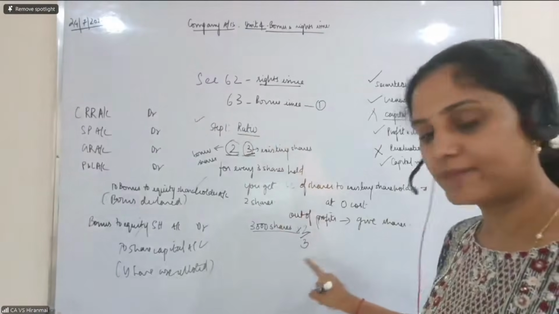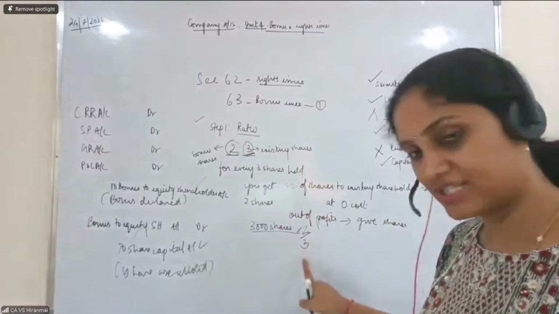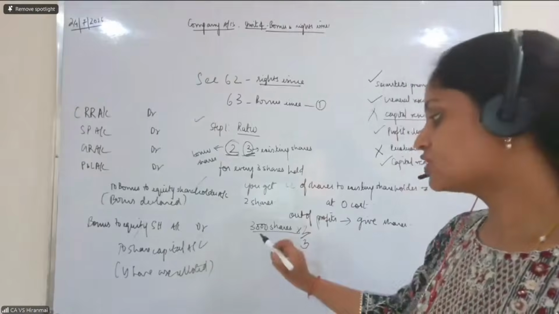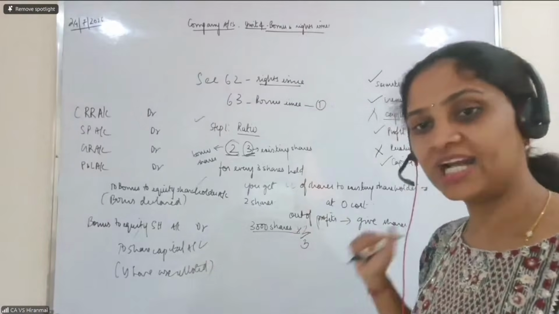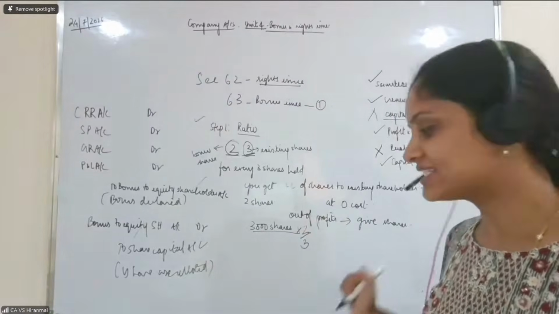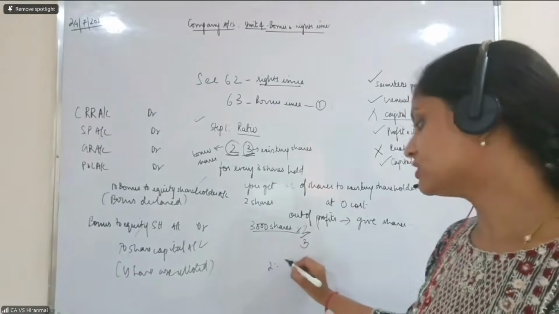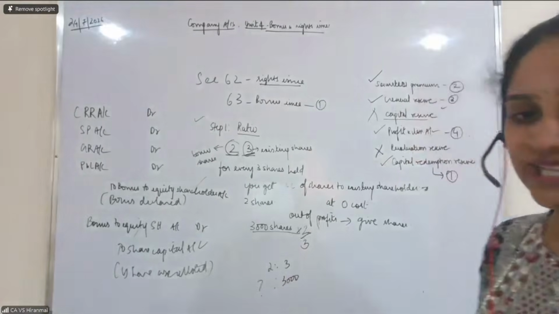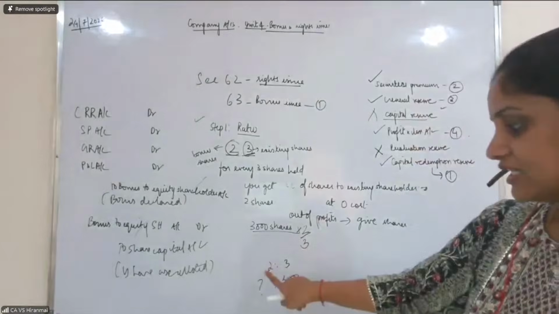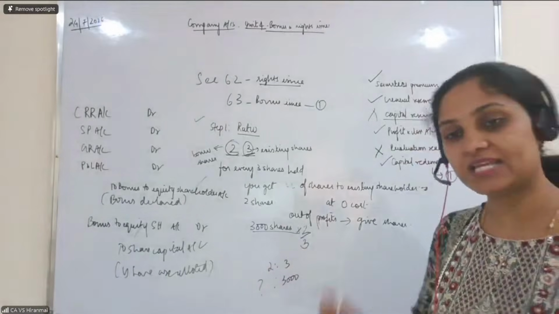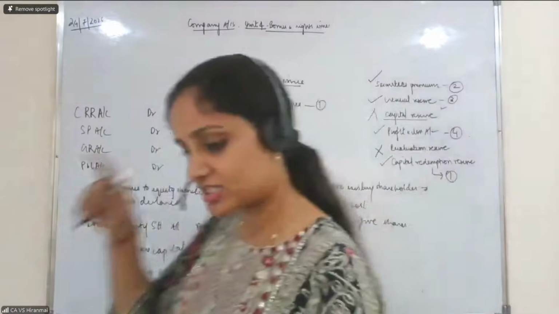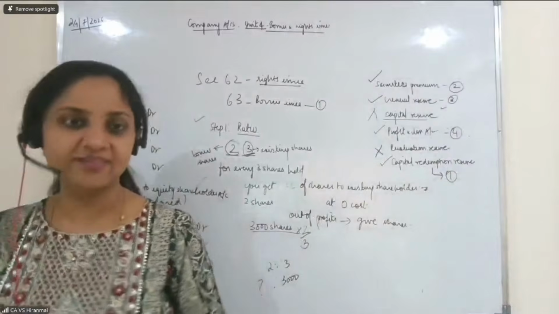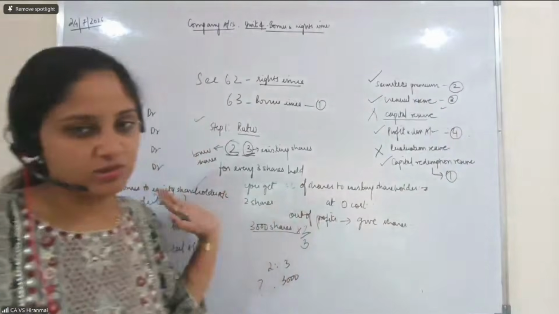Why are you doing this, ma'am? Because if I hold 3 shares, I will get 2 shares. So 3,000 shares I am holding. How many shares will I get? It is the simple math. 2:3. Already I am holding 3,000 shares. How much will I get? So it will be 3,000 into 2 divided by 3. The same thing which we used for the shares computation of the capital reserve. Same thing you're using here also.